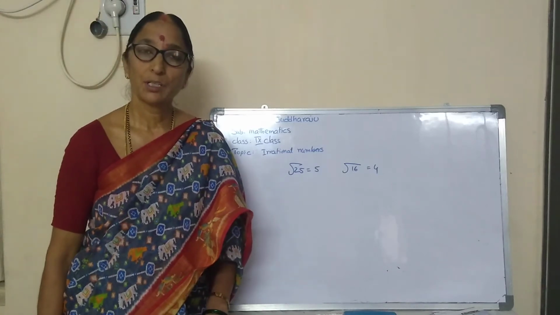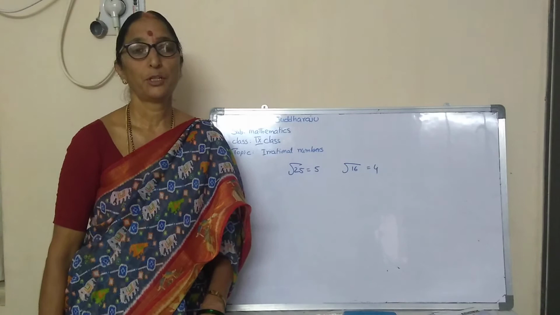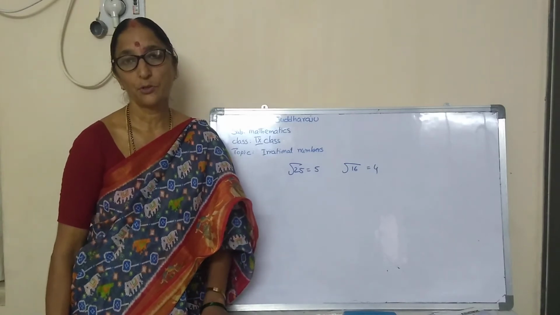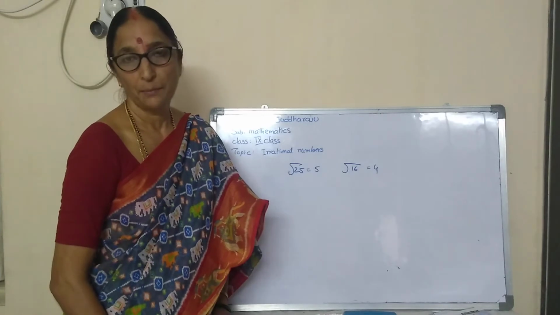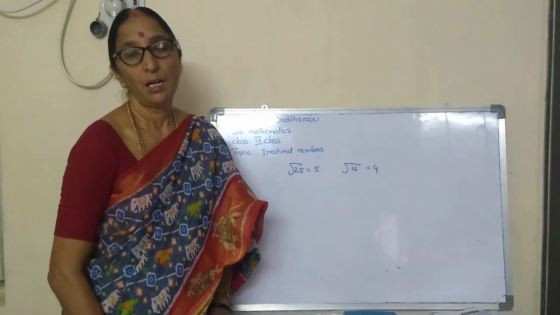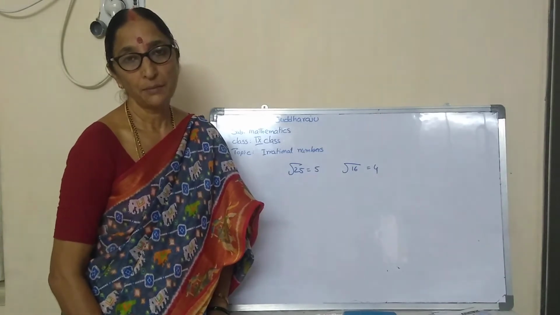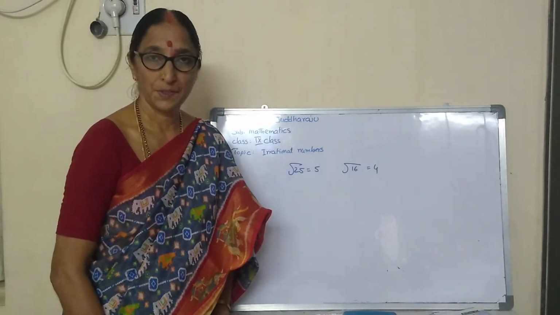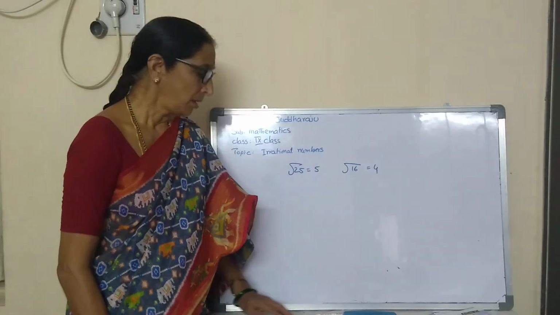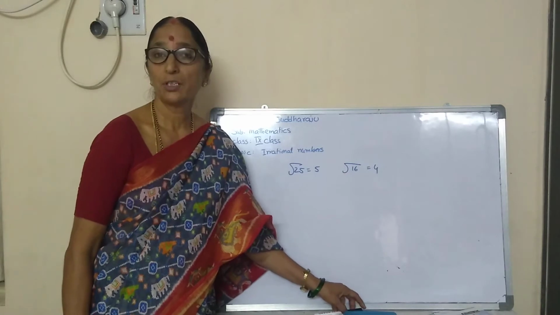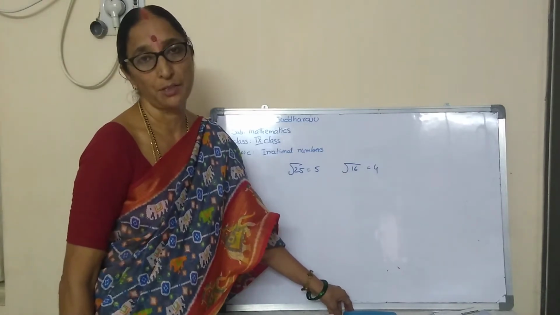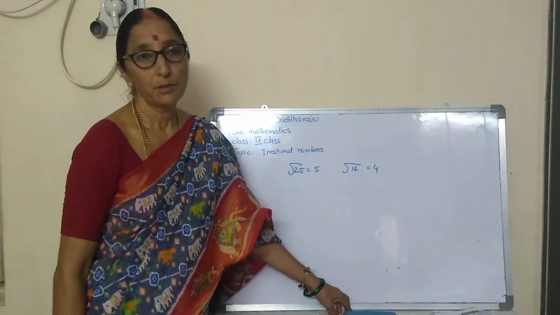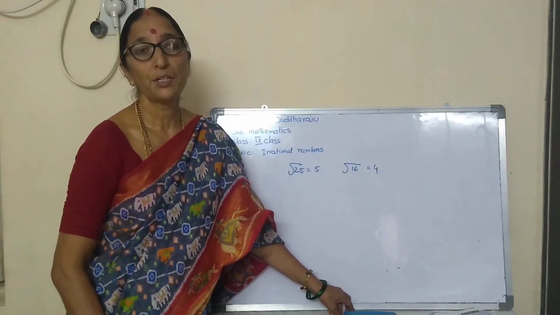In last class, we discussed rational numbers, which are in the form of p by q, where p, q belong to Z and q is not equal to 0. We also discussed the rational number line, inserting rational numbers between given numbers, and converting rational to decimal and decimal to rational. Today we are going to introduce irrational numbers.